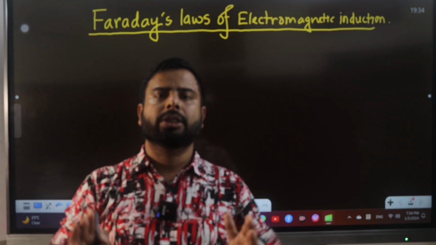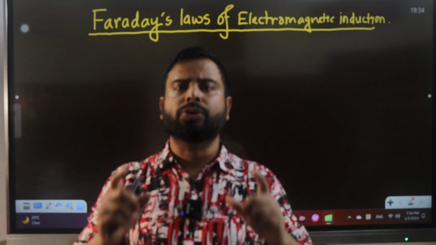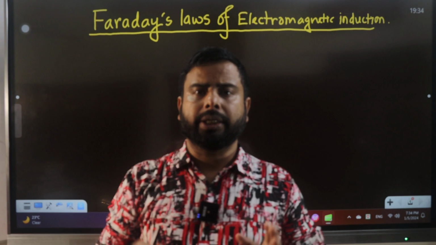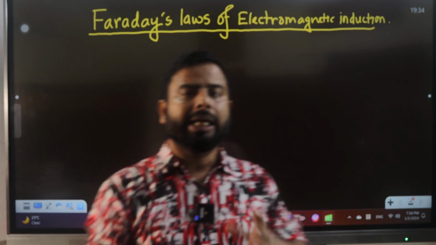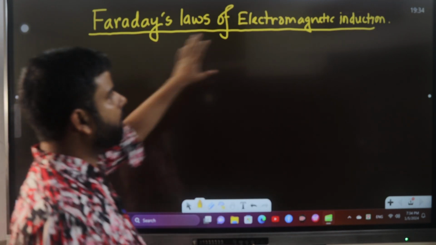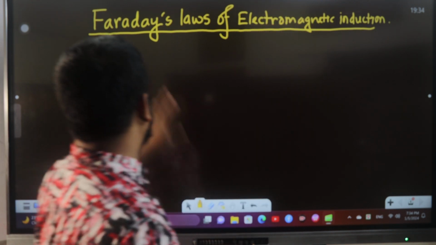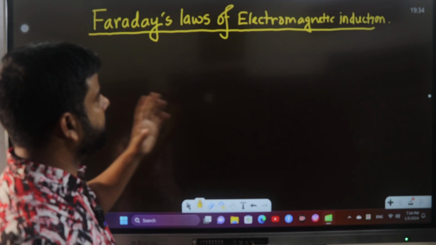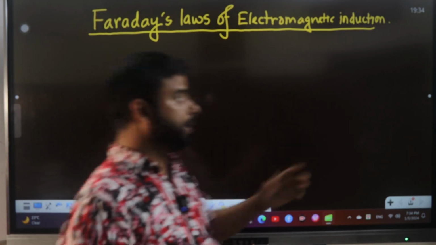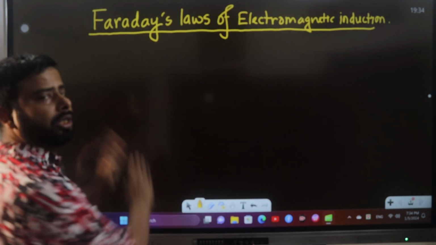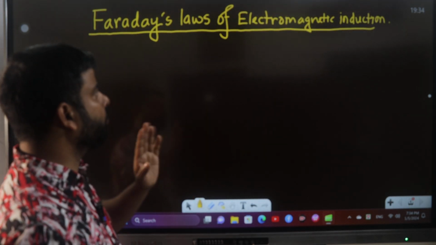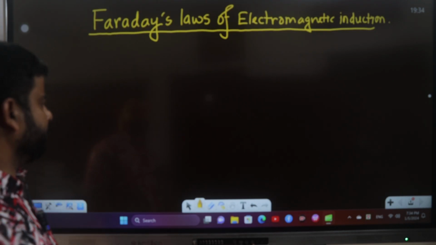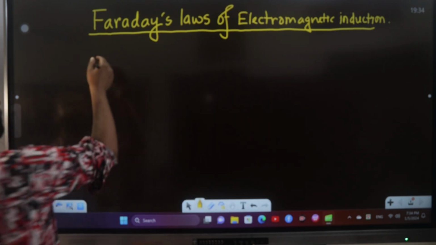The process of producing induced EMF or voltage or induced current in a closed loop coil with the help of a magnetic field is called electromagnetic induction. Faraday discovered this phenomenon. That means we can produce induced EMF, electromotive force or voltage, or induced current in a closed loop coil by the help of a magnetic field.